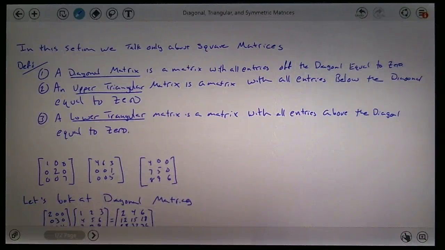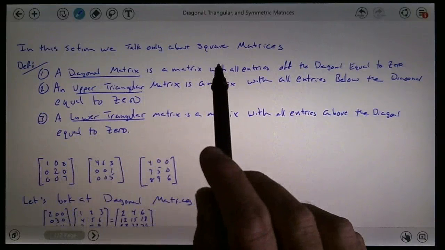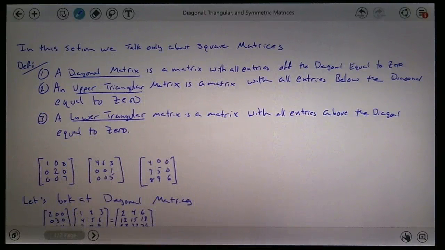In this section, we want to talk about diagonal, triangular, and symmetric matrices. For the bulk of the discussion here, right up until the very last thing, we will assume that the matrices we're talking about are square. So until otherwise stated, all matrices are square.